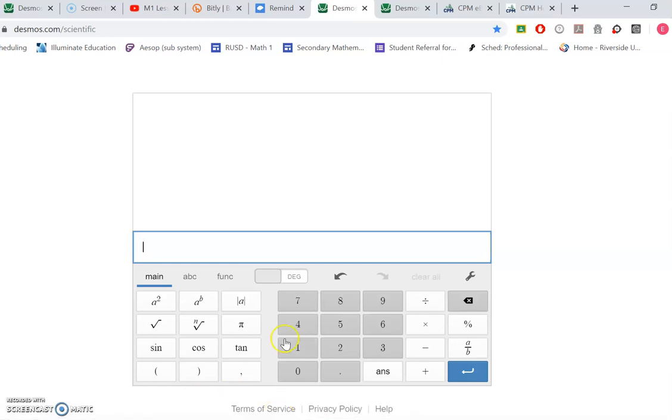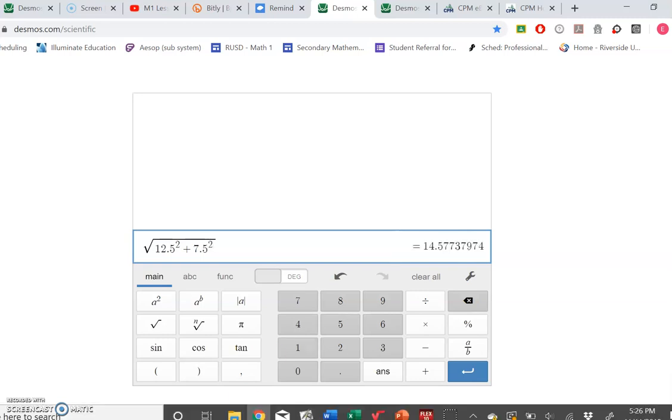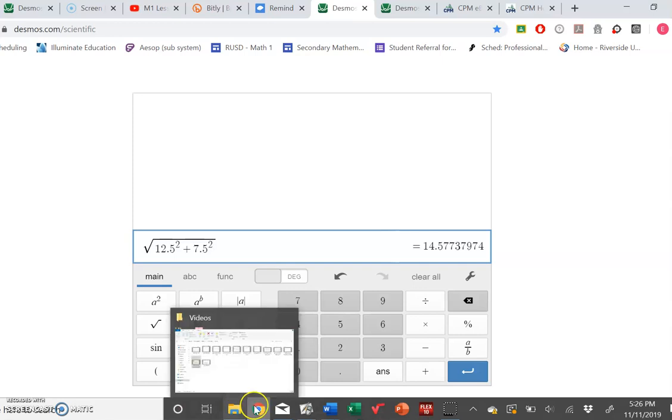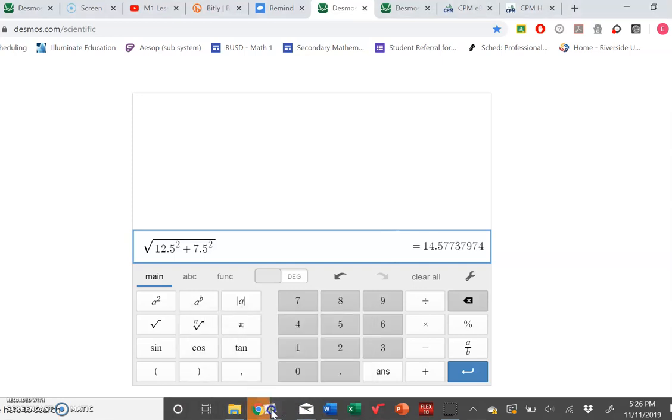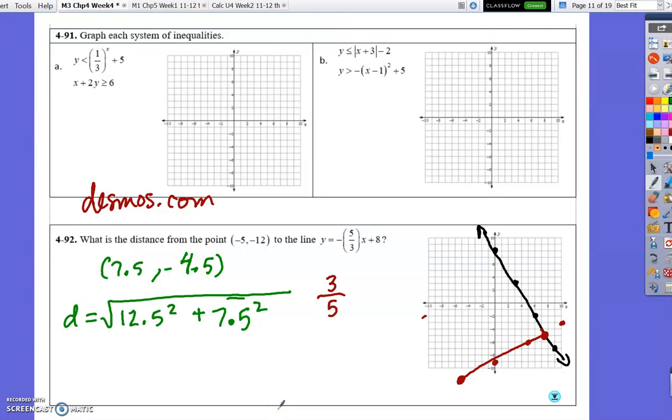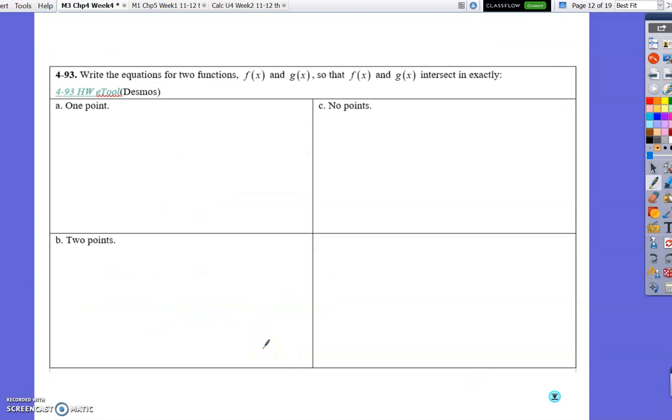And it was the square root of 12.5 squared plus 7.5 squared. Make sure I have the right numbers. Yep, that's that. And so the answer that was on the calculator a minute ago, you can back it up and see what it is. The answer, almost out of time here.